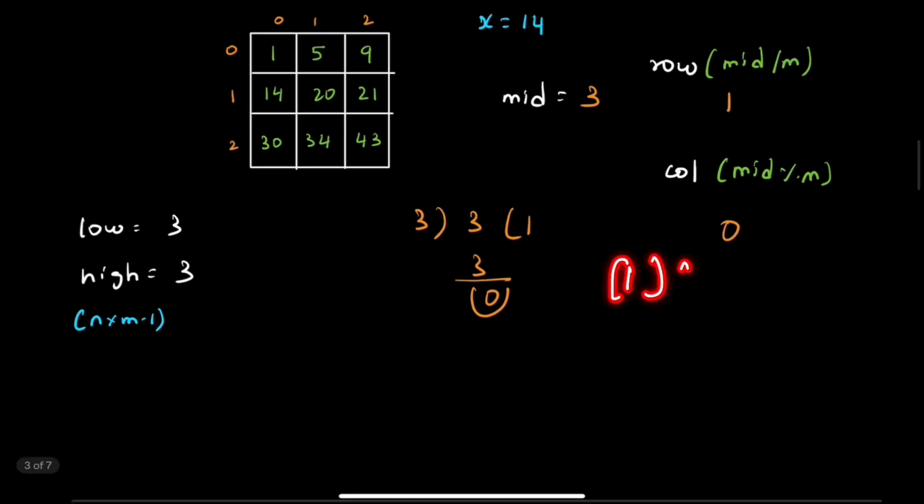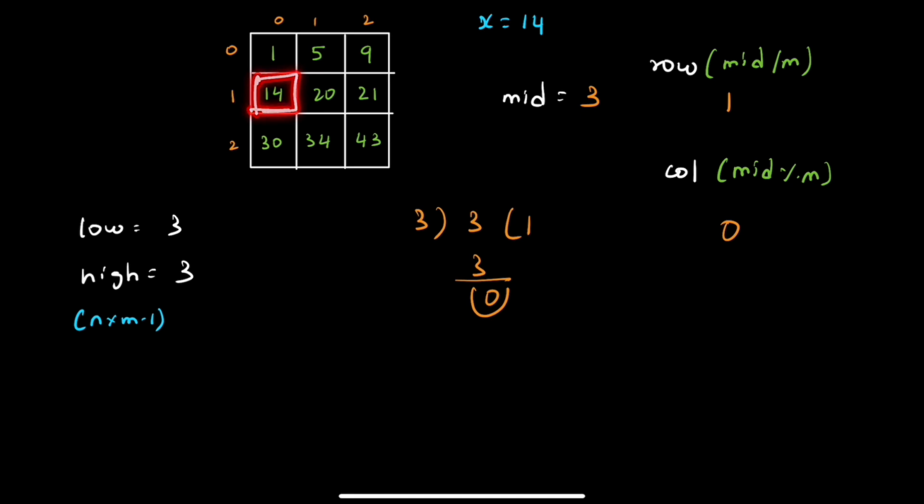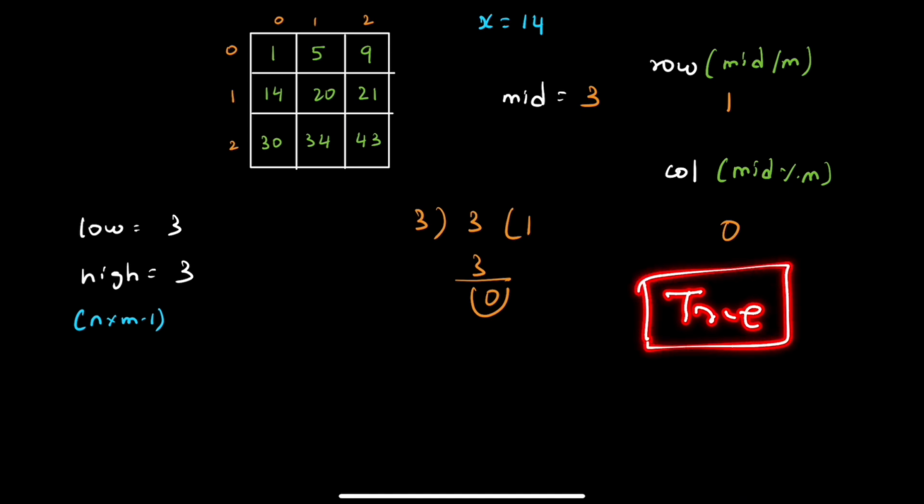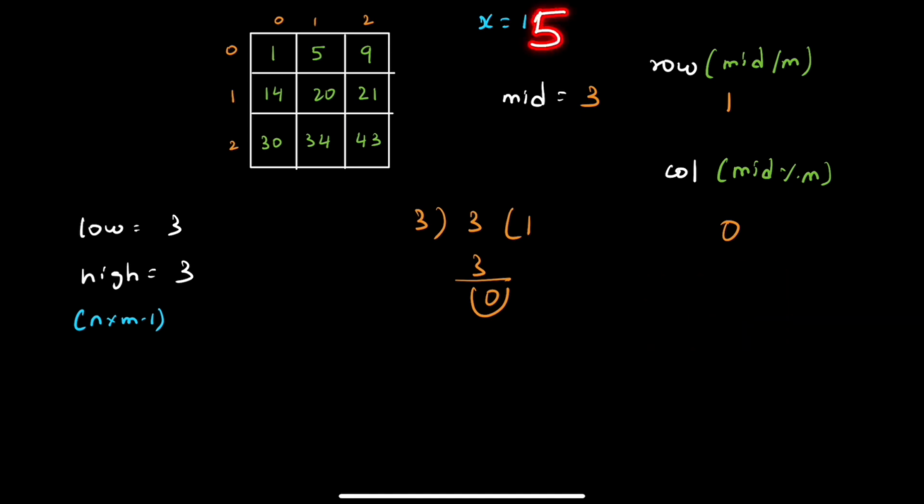So we'll check at 1st row and 0th column, which is nothing but this, right? So we'll check 14 is equal to 14. Yes, 14 is equal to 14. So at this moment only, we can return it as true. Simple. But suppose we had 15 here.